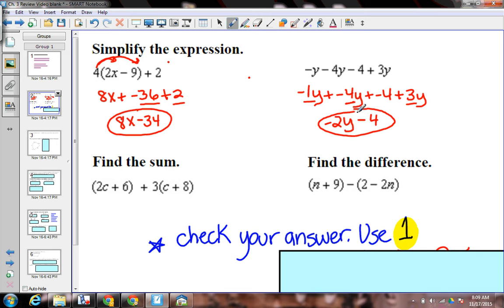Okay, now we're going to find the sum. So we're just going to distribute first and rewrite as addition. So we have 2c plus 6 plus, we have 3 times c is 3c, and 3 times 8 is 24. So let's combine our like terms. We have 2c and 3c is 5c, 6 and 24 is 30.